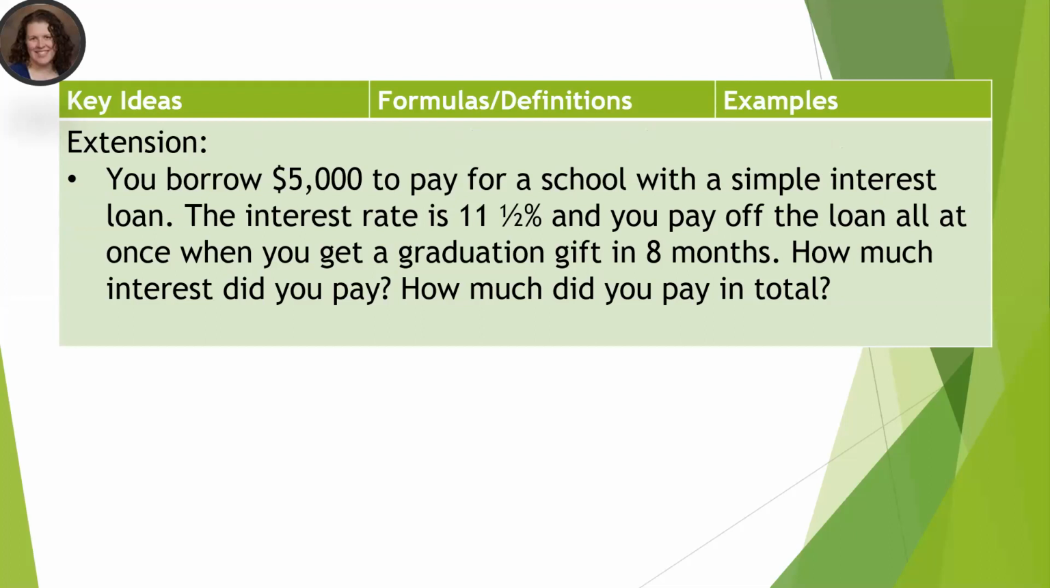Now I'm going to give you an extension problem, and I want you to pause the recording and try it on your own. So this problem, you're going to borrow $5,000 for a school, and it's a simple interest loan. It's 11.5%. And after graduation, you get a gift in 8 months from when you took it out and pay the whole thing off. So how much interest did you pay? And how much did you pay in total? So go ahead, pause the recording, write this down, and try it on your own.